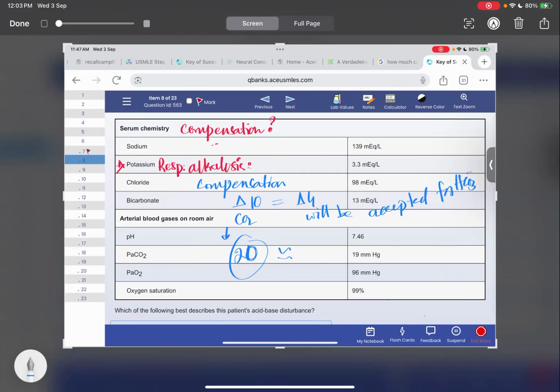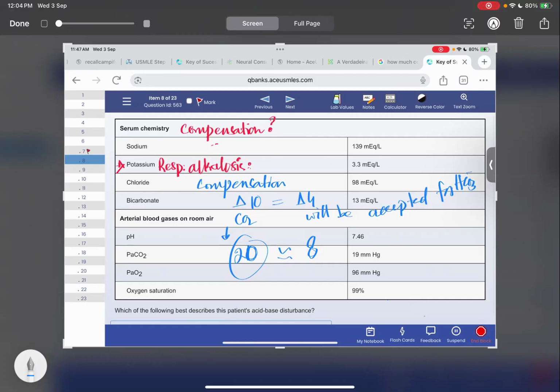So how much change in bicarbonate will we accept? 8, because for 10 it is 4, for 20 it is 8, for 30 it will be 12, for 40 it will be 16. It's 4 times 2 is 8, 4 times 3 is 12, increasing by 4-folds.